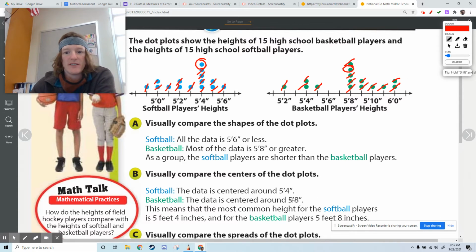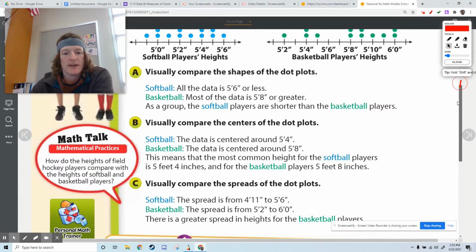So for basketball, the median's around 5'8". Softball, the median's around 5'4". So this also shows that basketball players are typically taller. The most common height for softball players is 5'4", and for basketball players is 5'8". Next question.